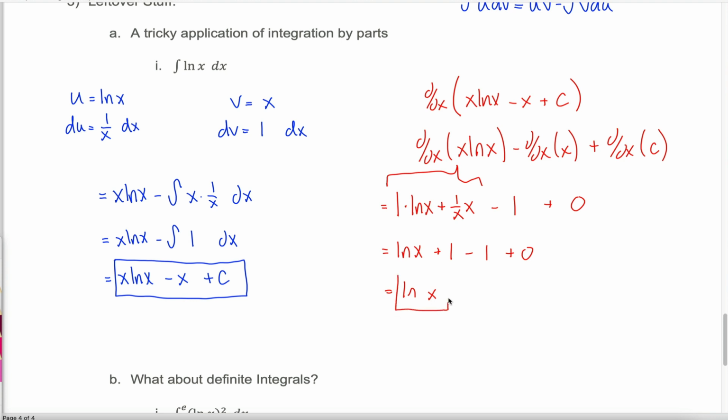What were we doing again? We were proving that this was the antiderivative of the natural log of x. And we just proved it, right? Because we took the derivative of this thing and we reproduced the natural log of x. The antiderivative of natural log of x must be what you see in blue because the derivative of what you see in blue is exactly the natural log of x.